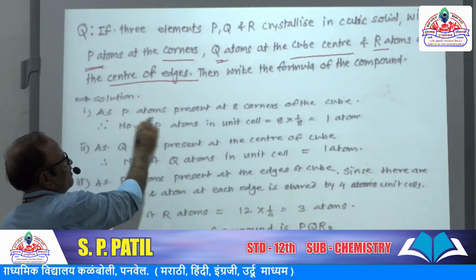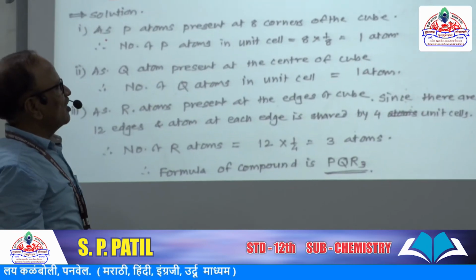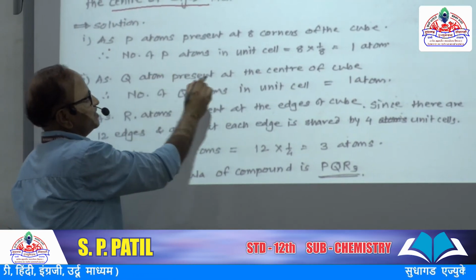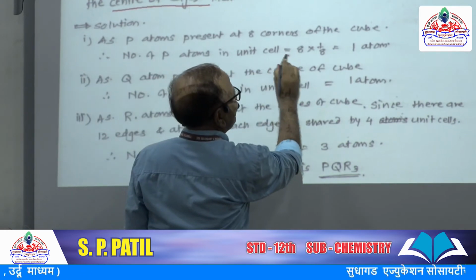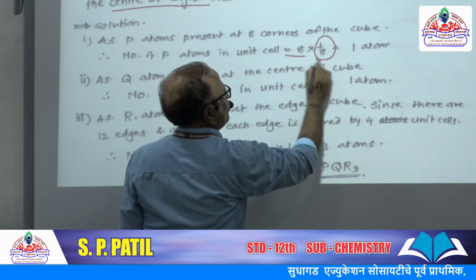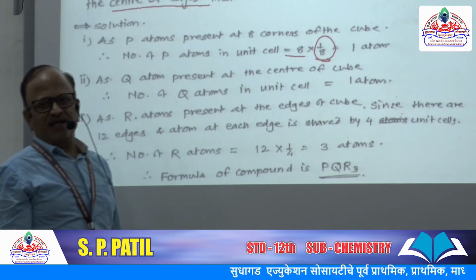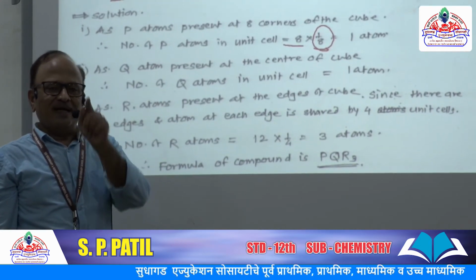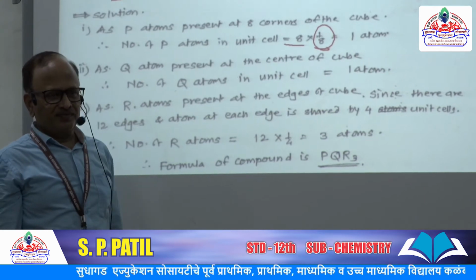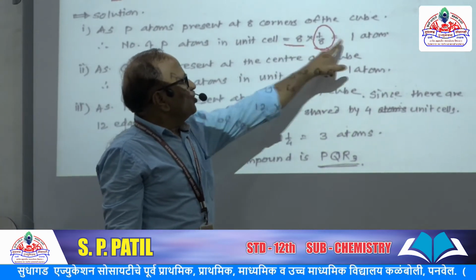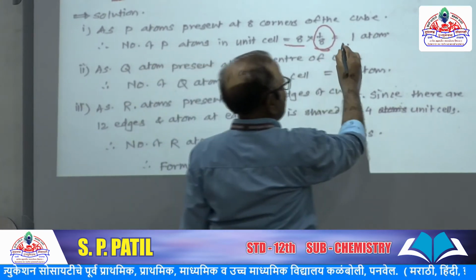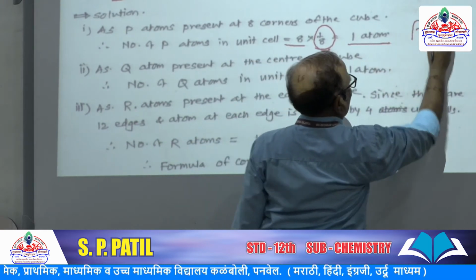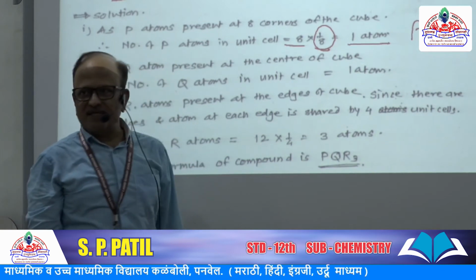As P atoms are present at 8 corners of the cube, the number of P atoms in the unit cell is equal to 8 corners into 1/8, because each corner is sharing only 1/8 part of the cube, not the complete cube. So the total is equal to 1. So P is equal to 1.